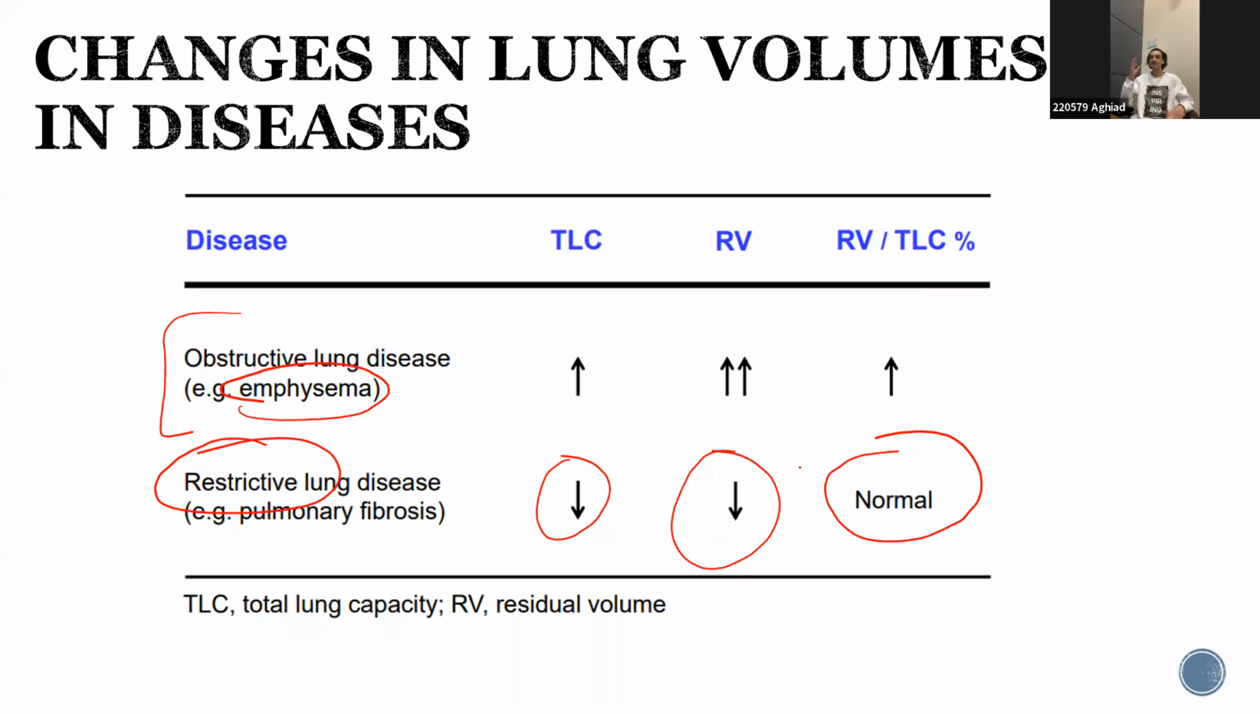However, it's still pathological. The ratio doesn't change because the total lung capacity decreased, and the residual volume also decreased. So everything in restrictive lung disease decreases with the same ratio, unlike the obstructive lung disease. Because it's the same ratio, it doesn't change in restrictive lung disease. However, the total lung capacity decreases, and the residual volume also decreases.